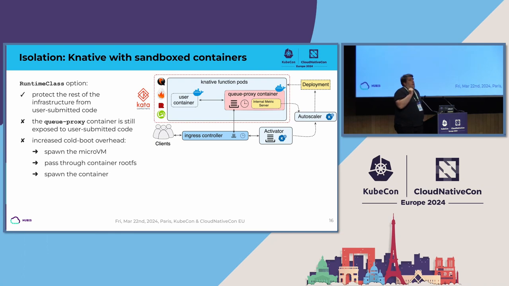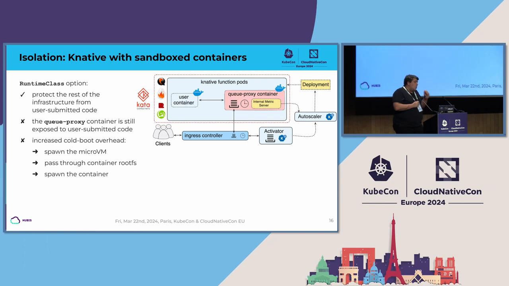If we apply this sandbox container runtime into Knative, we do that using the runtime class option. So we end up with a figure like this. The Knative function pod is inside a micro VM, so the rest of the stack is protected from the user submitted code. However, there is this sidecar container, the kproxy container in Knative, that is still in the same pod, in the same namespace, in the same security sandbox, let's say, as the user submitted code.